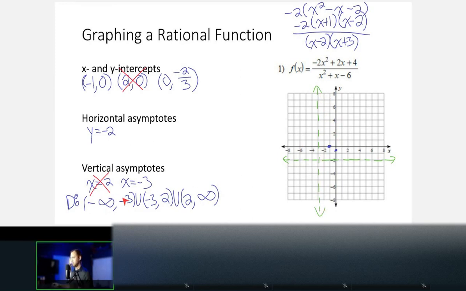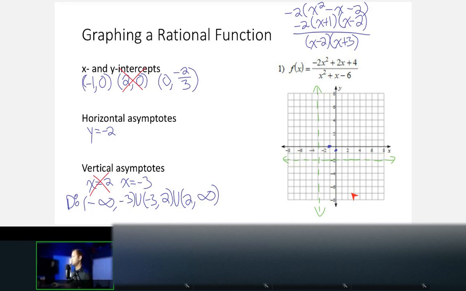And then from -3, it goes to 2. So 2 is the next disconnect. We don't have it graphed yet, but we're going to have a hole somewhere in this area. And that's where the next disconnect happens. And then from 2, it goes to infinity. So yeah, for the domain, you utilize your VAs and your holes.